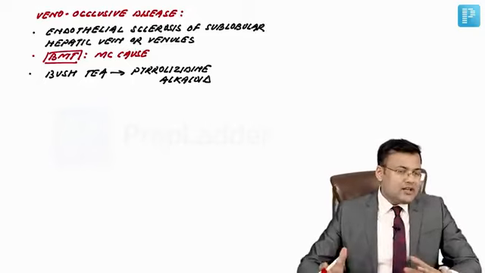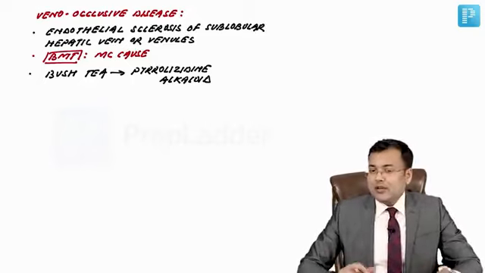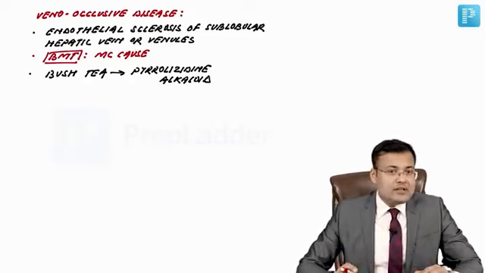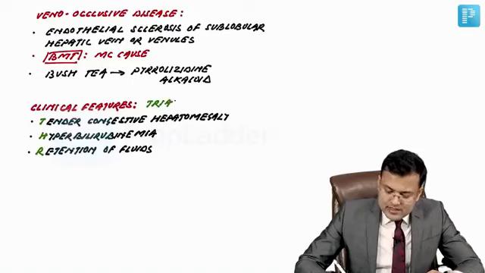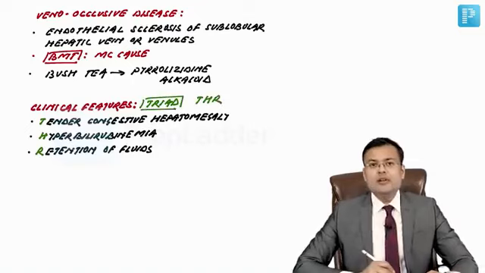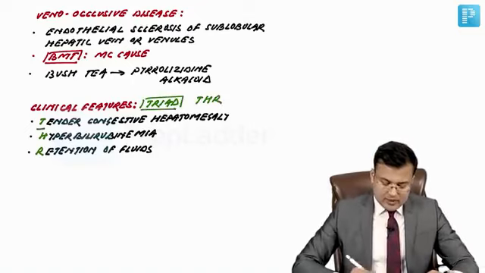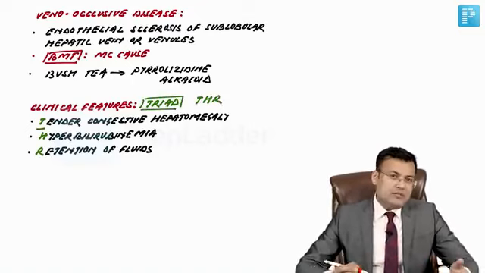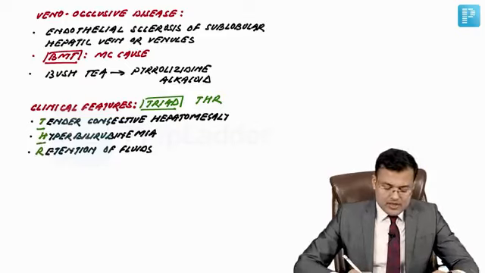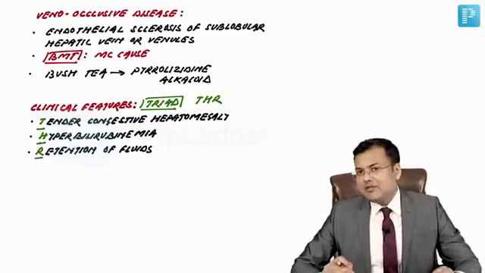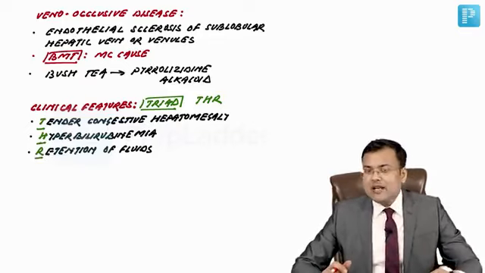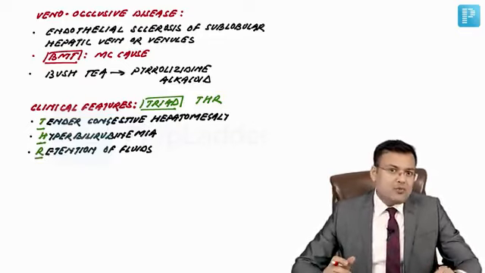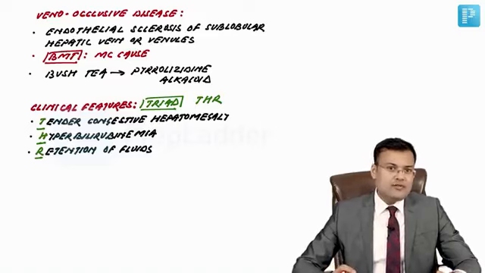So almost the clinical features will be similar. Here also see what the clinical features are and what the characteristic triad is. The triad of veno-occlusive disease is easy to remember, and the mnemonic is THR. T means tender congestive hepatomegaly, H means hyperbilirubinemia or jaundice, and R means retention of fluid. So generally these patients are having ascites. Tender congestive hepatomegaly, hyperbilirubinemia or jaundice, retention of fluids.